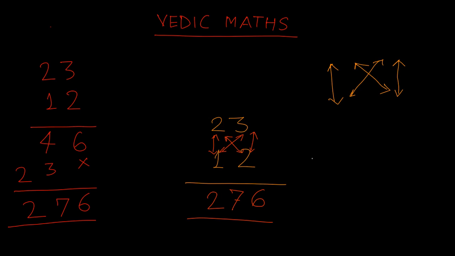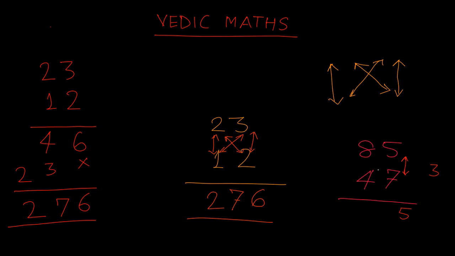Okay, let's take one more example. Let's take a bigger number, suppose 85 into 47. How are we going to multiply these two numbers? Okay, let's do it. These are the two numbers. So first of all, you're multiplying the units places first. 7 into 5, that is 35. So 5 here, and remaining is 3. Don't forget this thing.